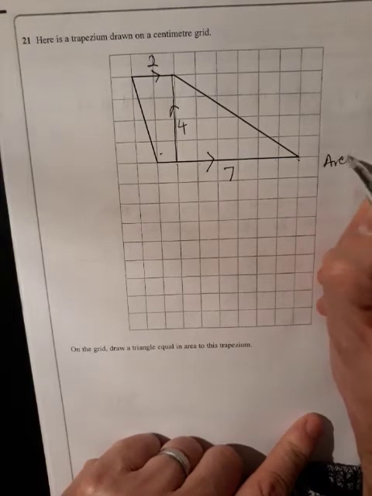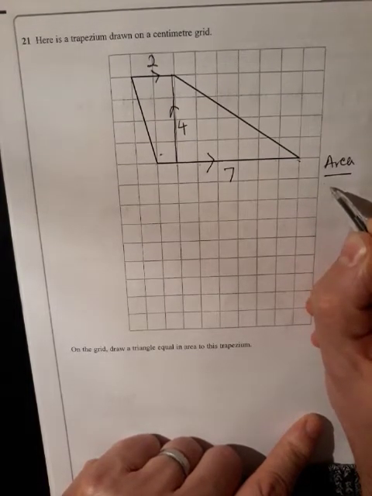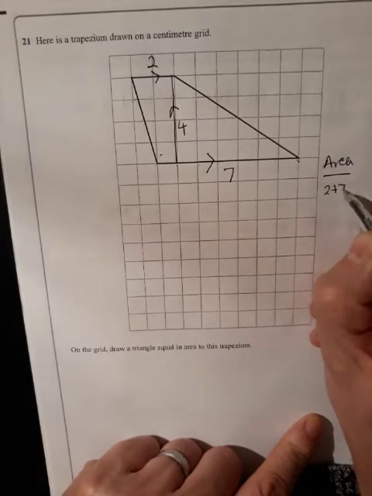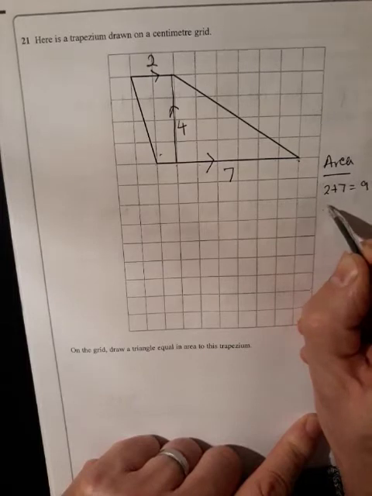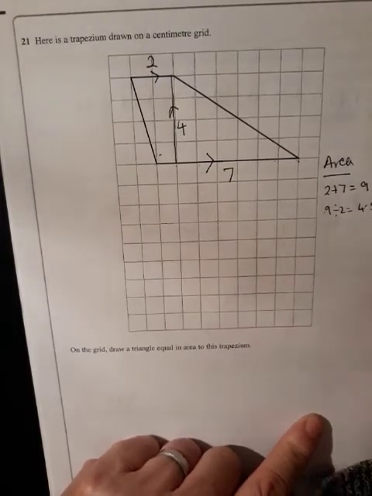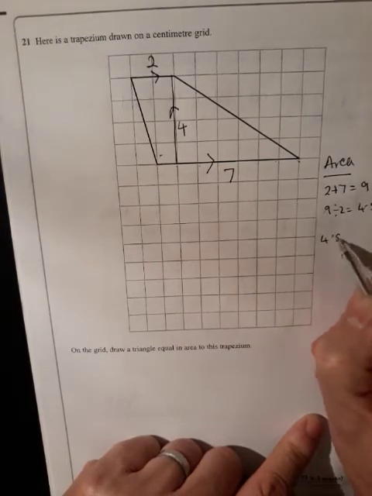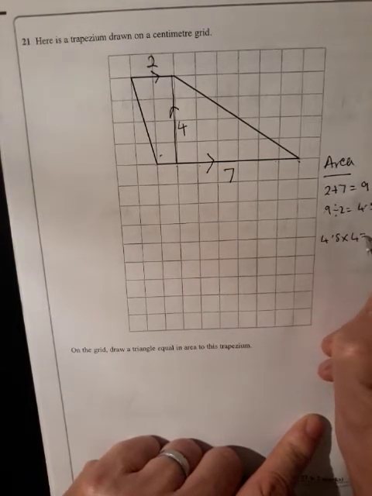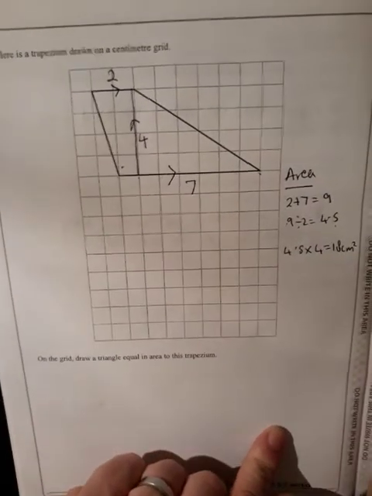So the area is equal to half the sum of the parallel sides. What does that mean? That means add the parallel sides, half the sum. Okay, so 9 divided by 2 equals 4.5. And we take that answer times the distance between them. So it's 4.5 times 4, which gives us 18 centimetres squared. You can see that over there.